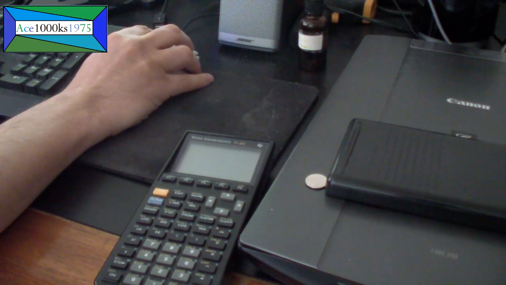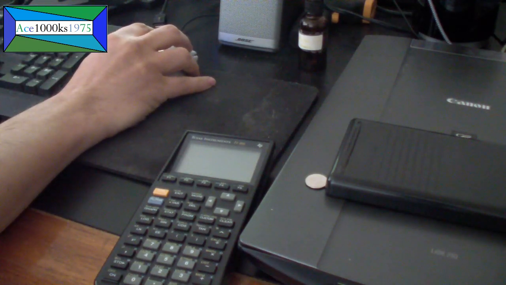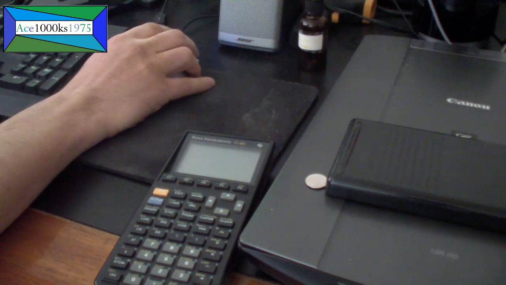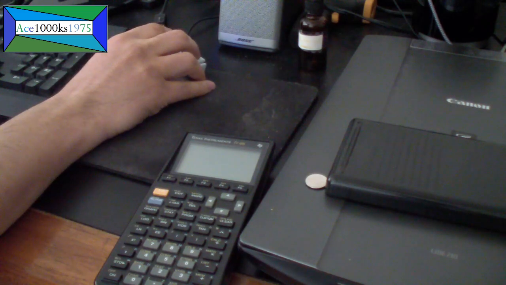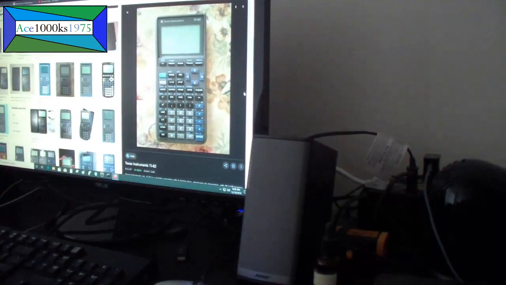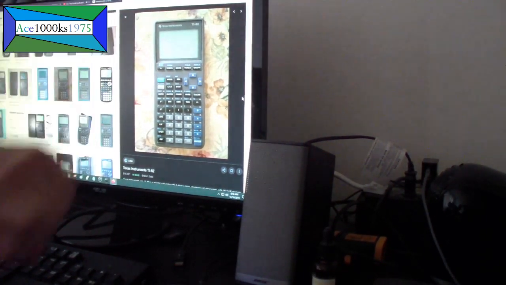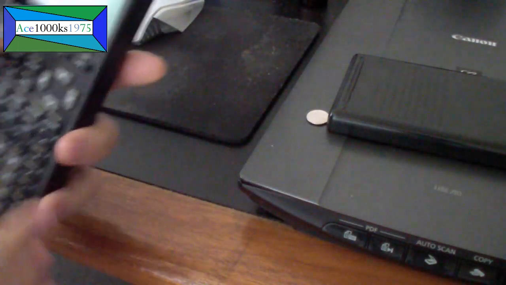I think I had the one that came before this one. Yeah, it was a Ti-82. That's the one that I used. I'll show you on the screen. That one. I had that one as well. And this one, like I said, I used during college.